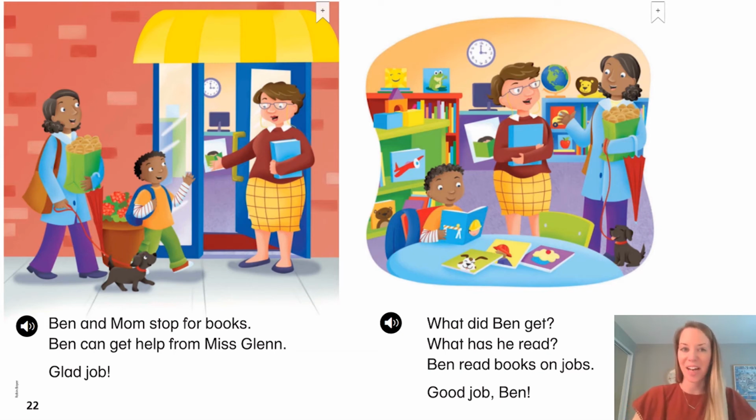Glad job. So at a library, the workers are librarians, and they are providing a service by helping us find books.